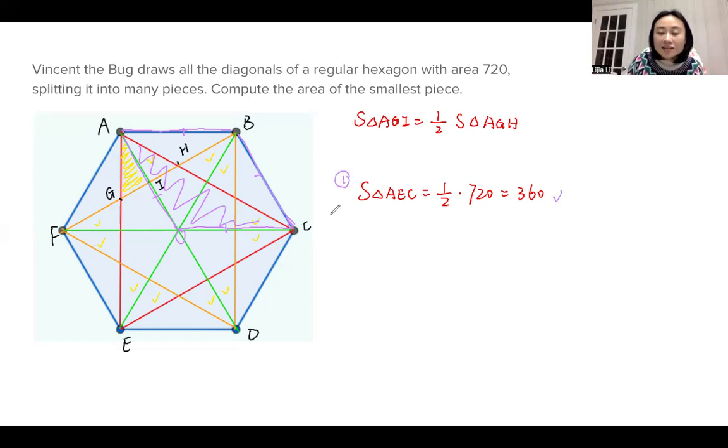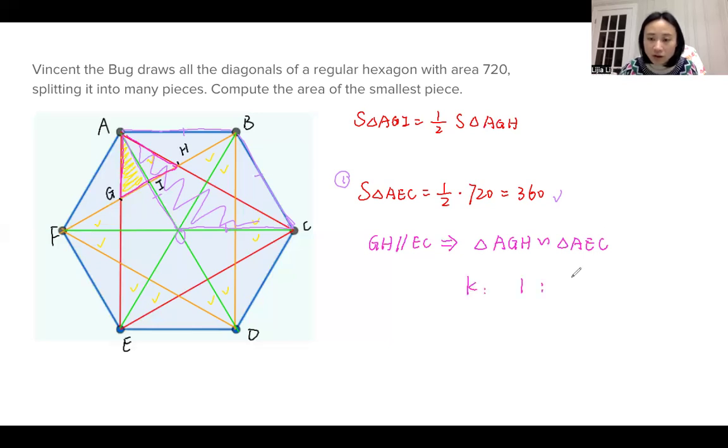Next, let's find the relationship between, I will use hot pink color, triangle AGH and triangle AEC. We know that GH is parallel to EC, again by the property of the regular hexagon; you see these two diagonals should be parallel to each other. Then we can say triangle AGH is similar to triangle AEC, with a scale factor. The scale factor is 1/3.